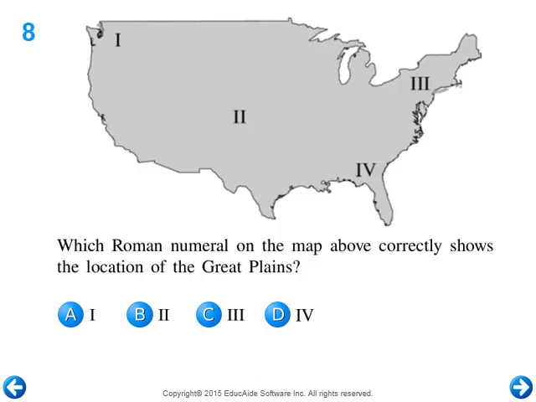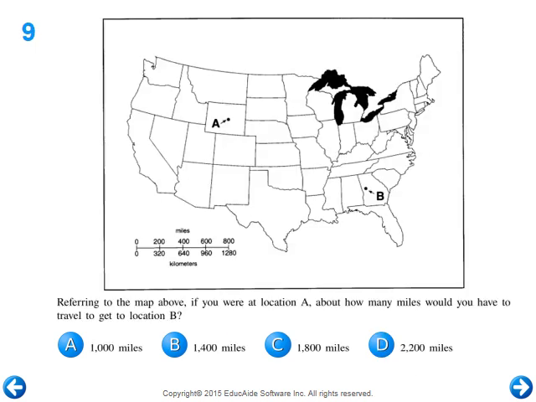Which Roman numeral on the map above correctly shows the location of the Great Plains? All right, we've got the Pacific Northwest on Roman numeral 1. Roman numeral 2 is right in the middle. Roman numeral 3 is in the northeast, and 4 is in the southeast. It's going to be Roman numeral 2, right in the middle, B.